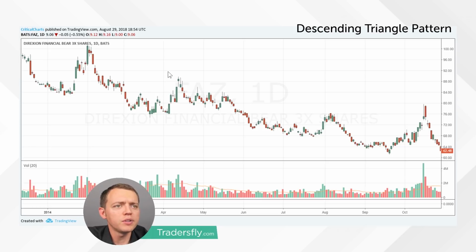So if we take a look here, FAZ, which is the financial bear 3x ETF, not one that I really recommend you trading, but you can take a look from April 2014 to about June, July. You can see we're going from about $88 a share to $82 a share. And here we have a little bit of a decline where prices continue to decrease. We go from 88 to about 84 to about 80. And then we also have a support level right around $76 a share. So there's our descending triangle pattern.